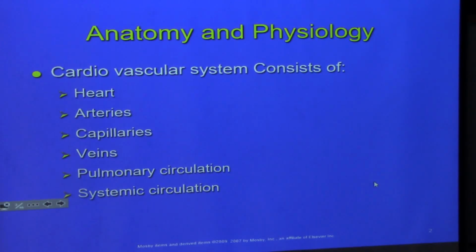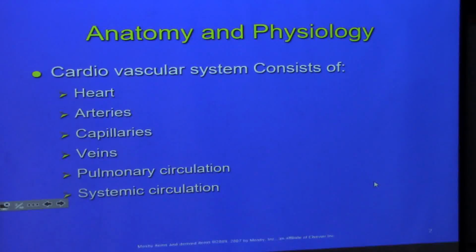First off, the anatomy and physiology of the circulatory system. You got the heart, which is the main, like the central pump, and then going out from the heart there's arteries, as you know. The arteries feed into capillary beds. The capillary beds feed back into the veins, and then we return back to the heart.